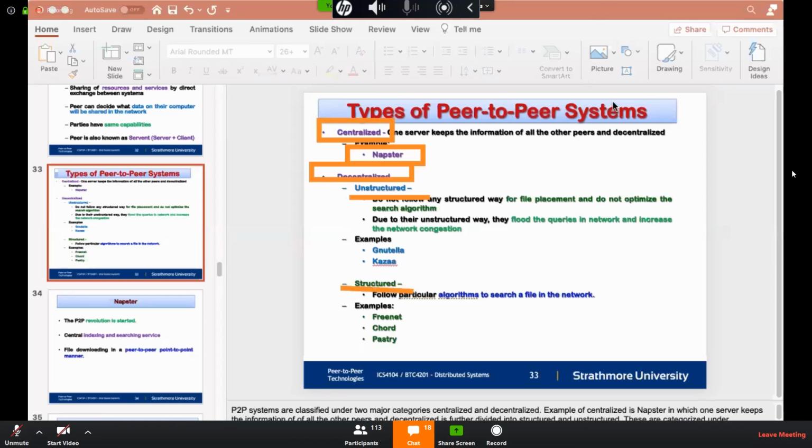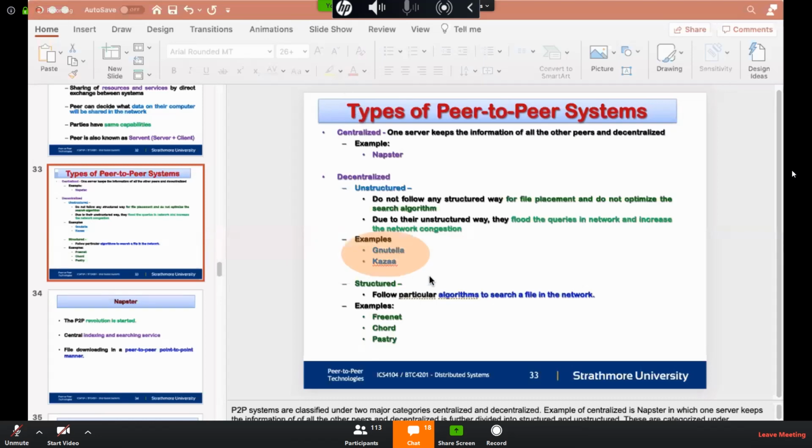So in terms of those that are unstructured, they do not follow a structured way. Remember, in unstructured, the nodes are arbitrary. We do not optimize the algorithm. We can simply flood that particular network, which can cause network congestion.